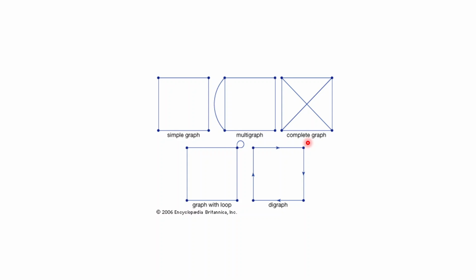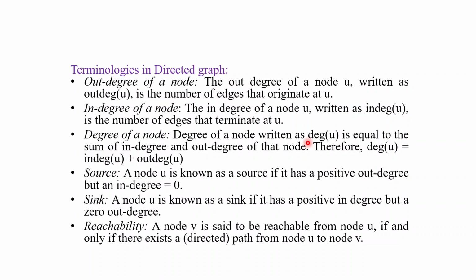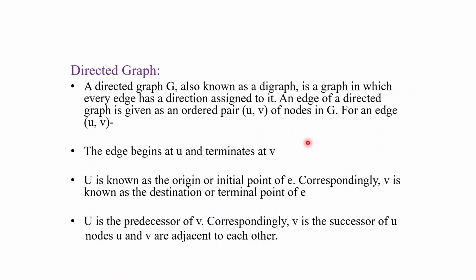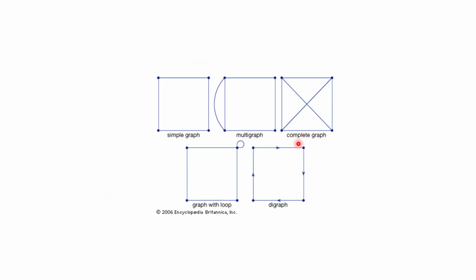When we have only in degree, that is called a sink. Okay. So source means what? When we have only positive out degree, sink means when it has only in degree, that is called sink. And then reachability is nothing but if there is a path that exists from one node to another node, that is called reachability. So these are the different terminologies which we have in the graphs.